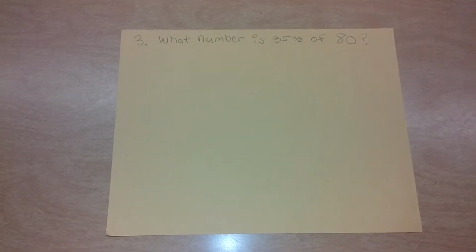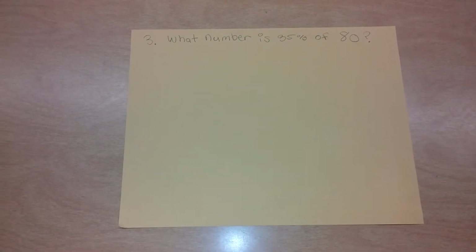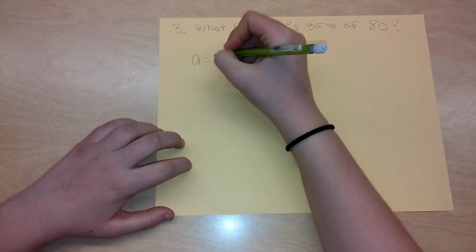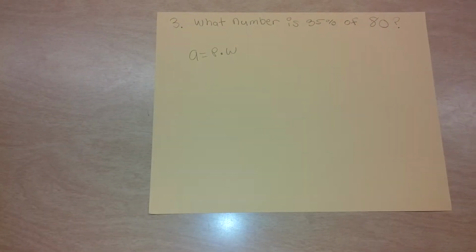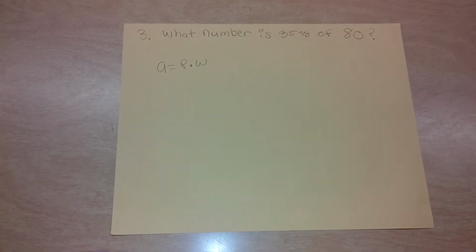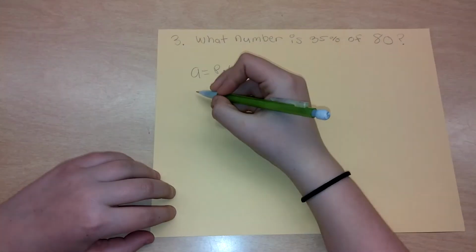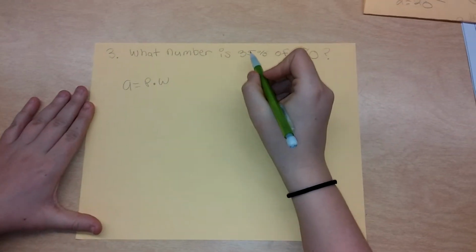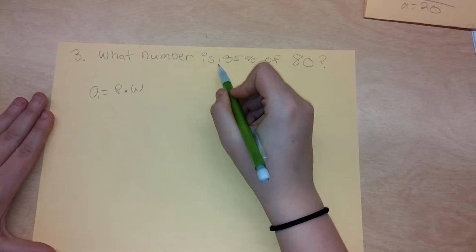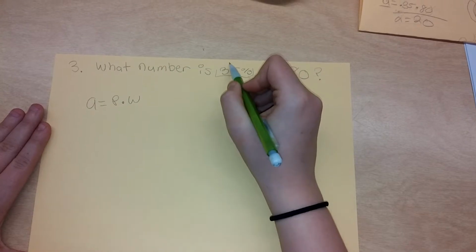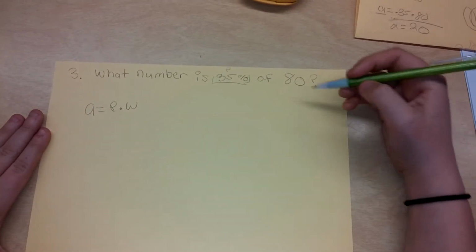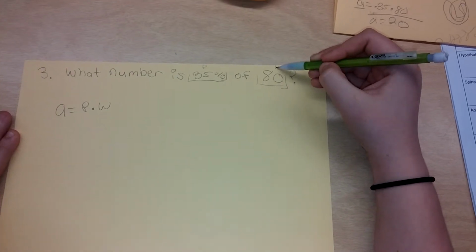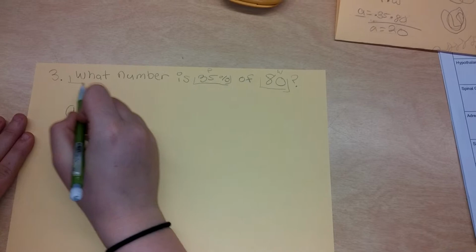Okay, here's example number 3. What is 35% of 80? That's the formula, and I'm just going to go now. Okay, so Desiree, since this has the percent sign, this would be P, and then this would be the whole, and then this is what we're figuring out.